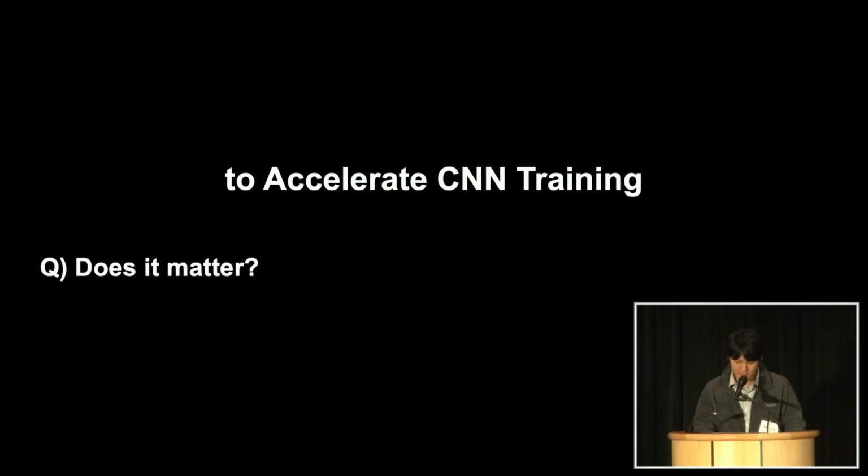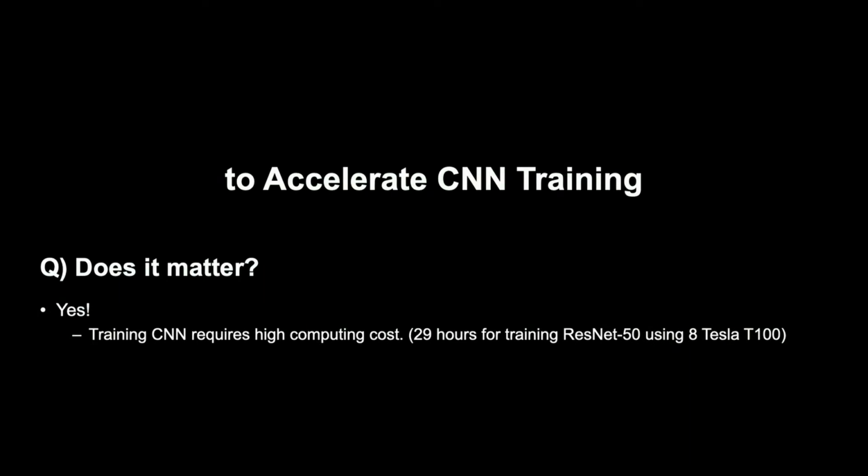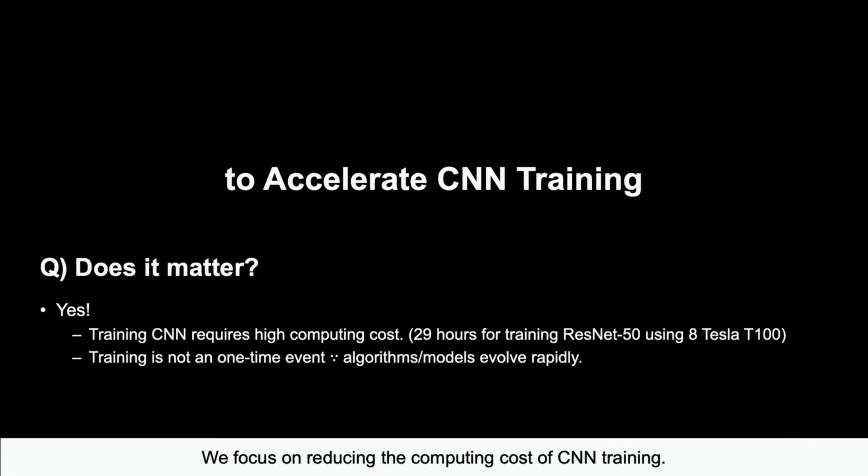So why do we care about accelerating training? Because training requires high computing costs, which may take several days to weeks to train a single model. For example, in ResNet, we need 29 hours with 8 GPUs, which is quite a large cost. And also, this training might be done multiple times to follow up new algorithms, new models, or datasets. So in this work, our focus is on reducing the computing cost of training.